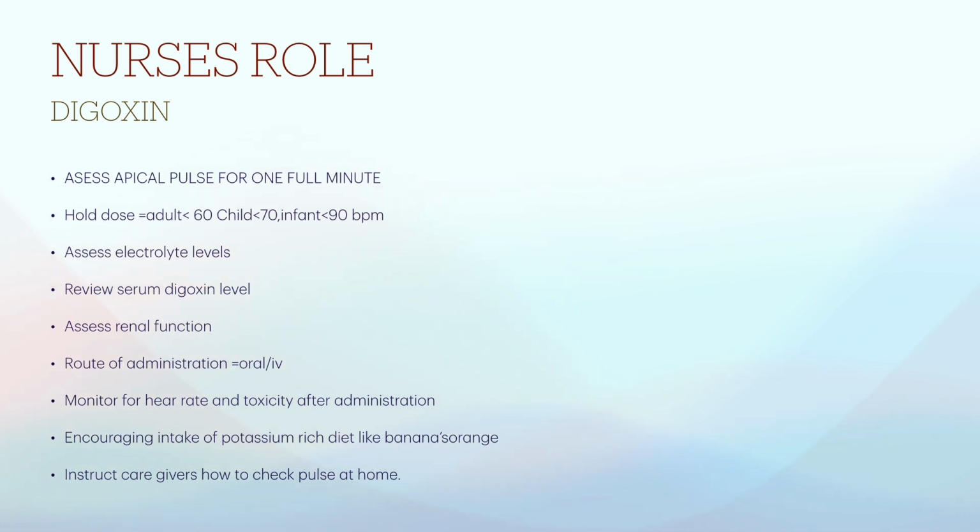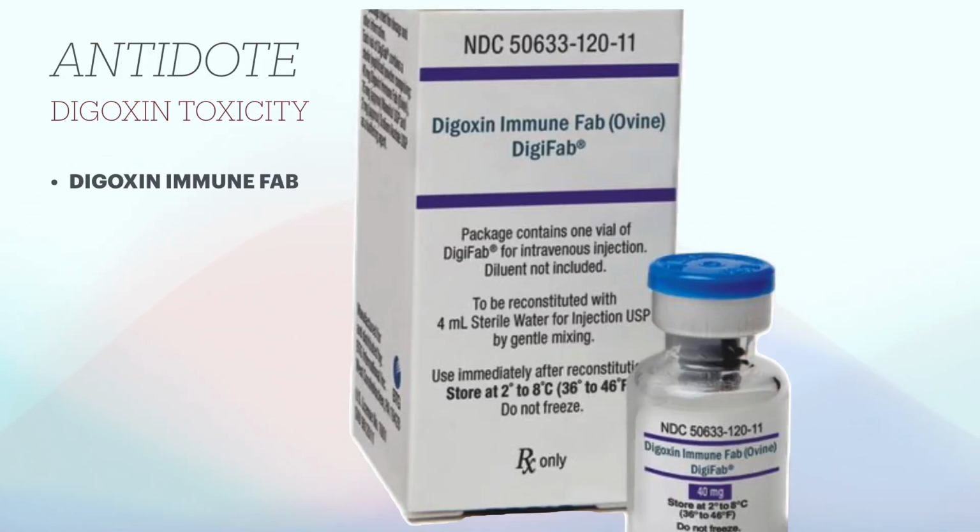Monitor for heart rate and toxicity after administration and encourage intake of a potassium-rich diet like bananas and oranges, as hypokalemia increases the toxicity. Instruct the caregivers how to check pulse at home. In case of toxicity, give the antidote of digoxin, digoxin immune fab or DigiFab.